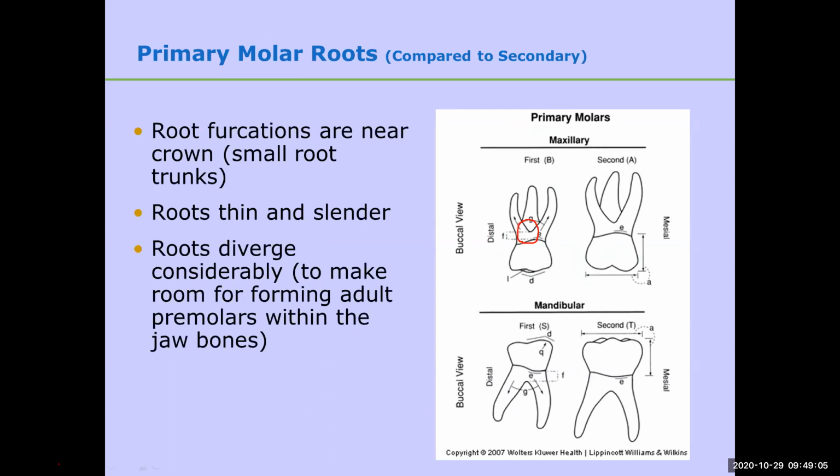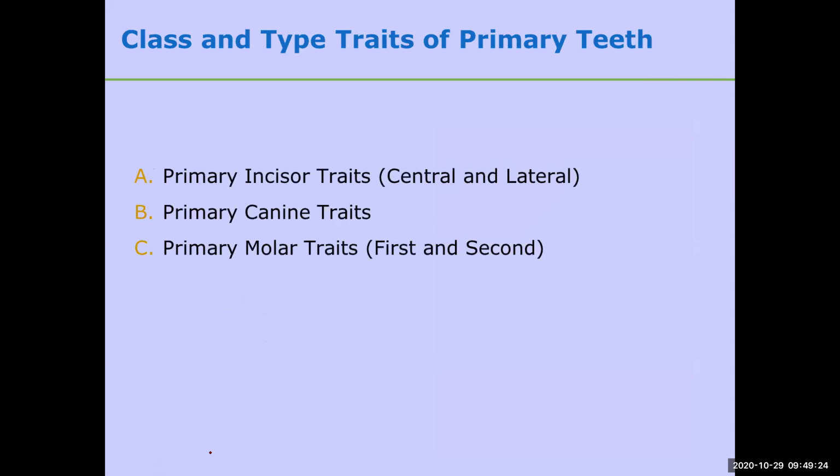The roots are thin and slender, and the roots diverge. They're spread farther apart to make room for the forming adult premolars, because that premolar is going to be housed in that trifurcation area, the crown of that premolar. So let's take a look at each of the individual class types.